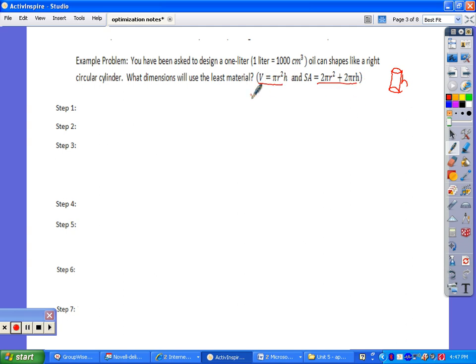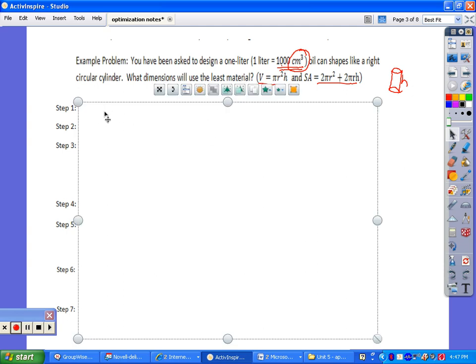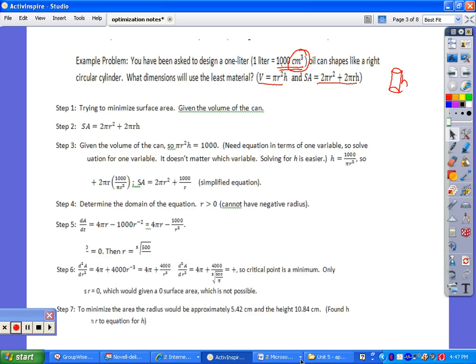So always look at units. It's a key thing. So this 1,000 centimeters cubed, we just know that because it says centimeters cubed, that has to be my volume. And we're trying to minimize surface area because it says what dimensions will use the least material. When we're talking about the material around the can, that's going to be surface area, because it's how much area surrounds the outside.